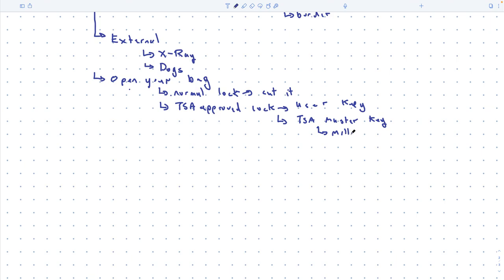So let's say there's probably millions in circulation. And so it takes one leak to compromise the whole thing. And so it did leak quite a bit.